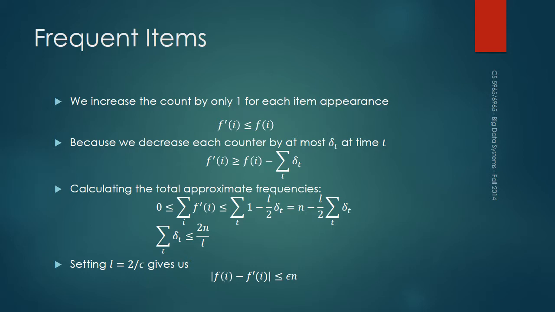Now, because we decrease each counter by delta t, the median, where t is the time instant at which we decided to decrease it, f prime of i is greater than or equal to f i, the true frequency, minus the summation over all t of delta t. This is the total amount that you decrease. In some cases you might not participate in this reduction, so this is a lower bound: it is always greater than the actual frequency minus the total amount that you reduce at every single step. Is this clear?